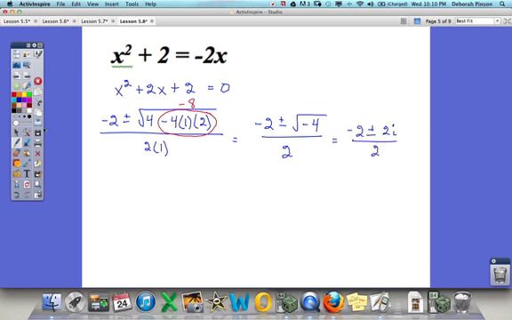And then I'm going to reduce with that 2 both places here. It belongs to both of those. So I end up with negative 1 plus or minus i. Now here are my two answers. Negative 1 plus i and negative 1 minus i.